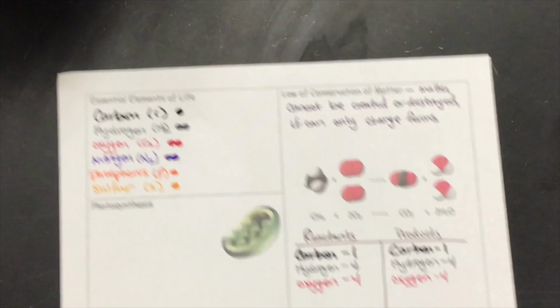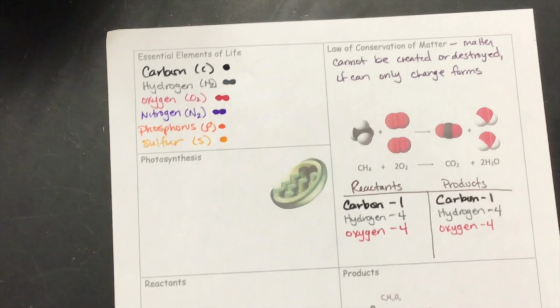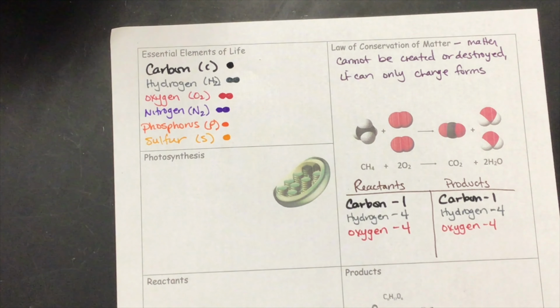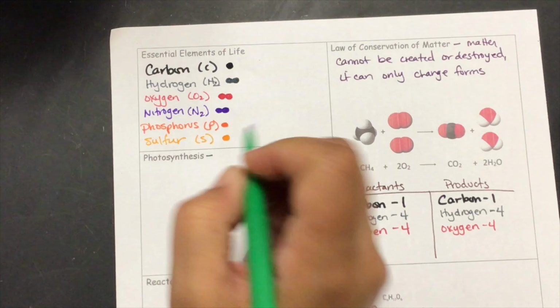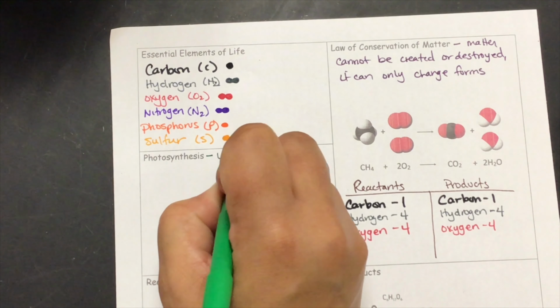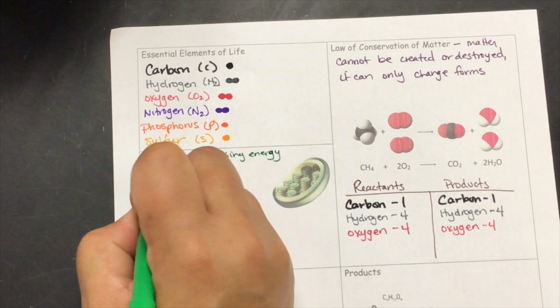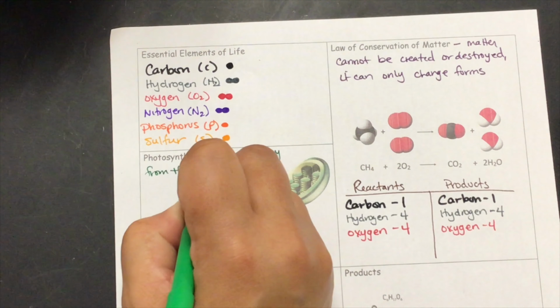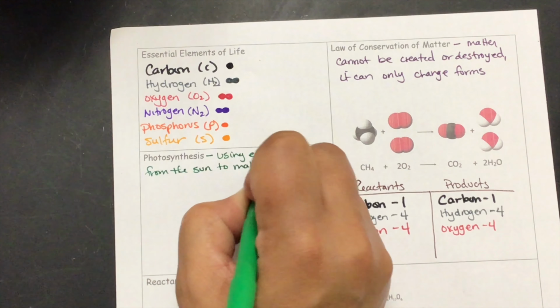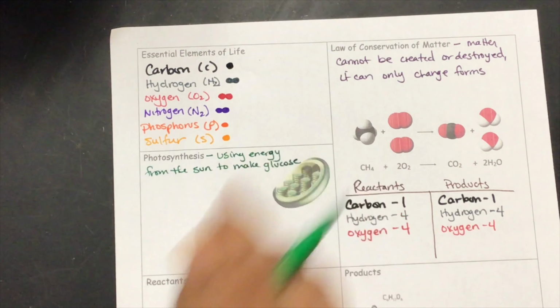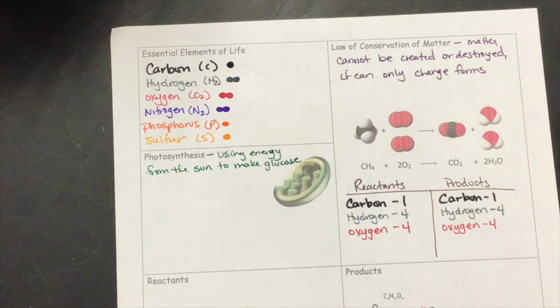All right, so let's talk a little bit about photosynthesis. Talking about photosynthesis, we need to come up with a definition, okay? My definition for photosynthesis is going to be pretty simple. Basically, we're using energy from the sun to make glucose. Okay? Using energy from the sun to make glucose, right? We all agree that's what photosynthesis is.